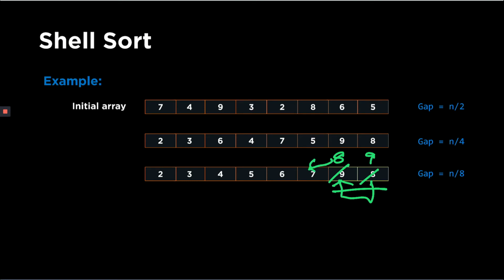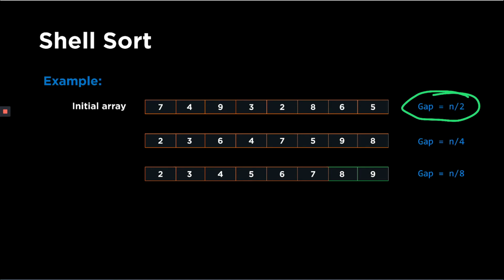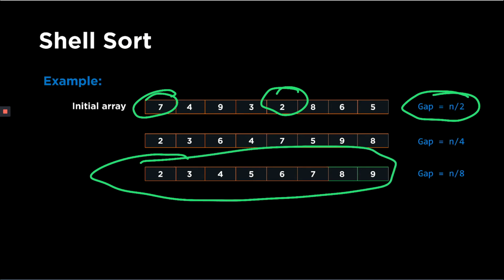Since they are in order, we'll stop right here. We don't have to keep going towards the left. So in a way, in every iteration or every pass of this algorithm, what we are technically doing is performing an insertion sort at a distance of this gap. And after we have done this multiple times, at the end we'll perform one pass of insertion sort on the final array.